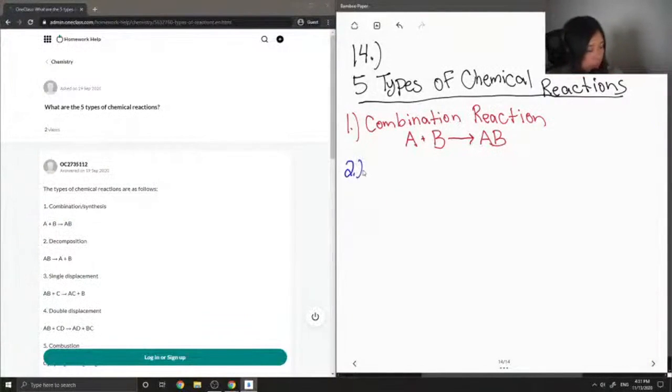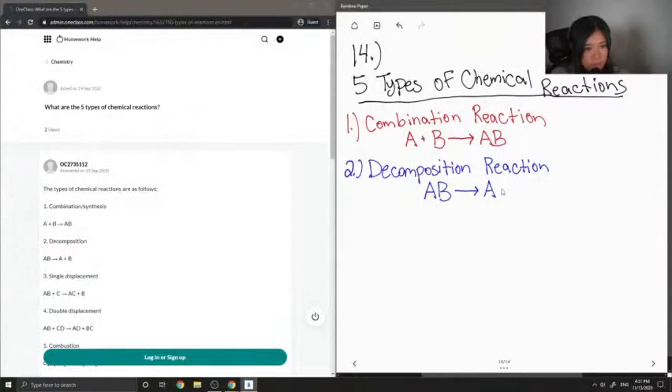The second type of chemical reaction would be decomposition reaction. So you can think of it as the opposite of a combination reaction. This is when you start off with a compound, AB, and its products are the elements coming apart to form A plus B.